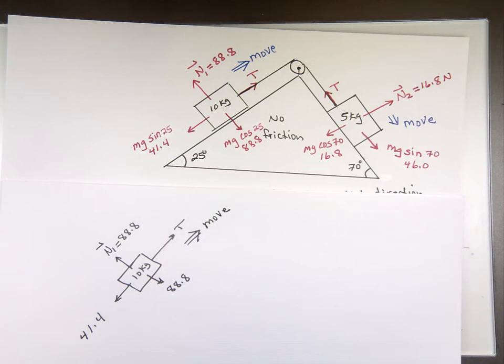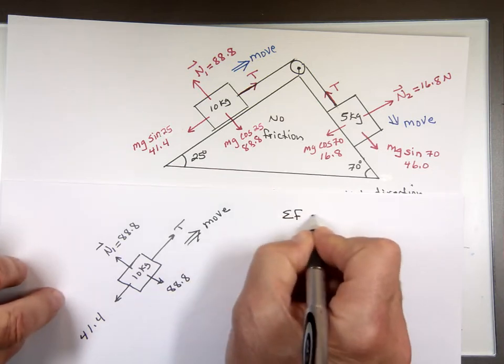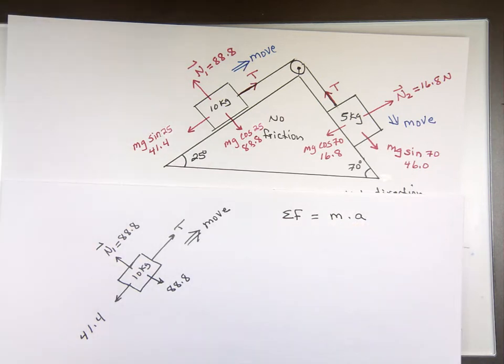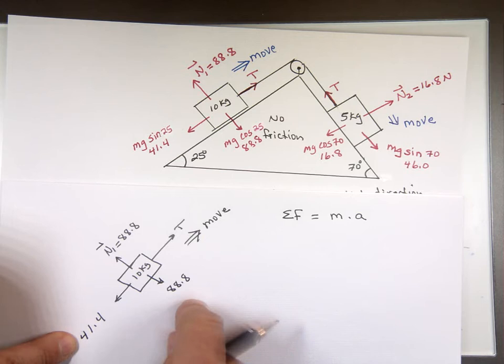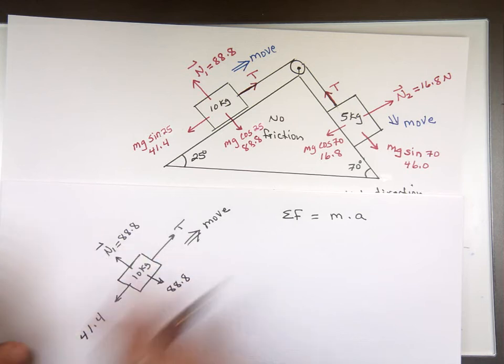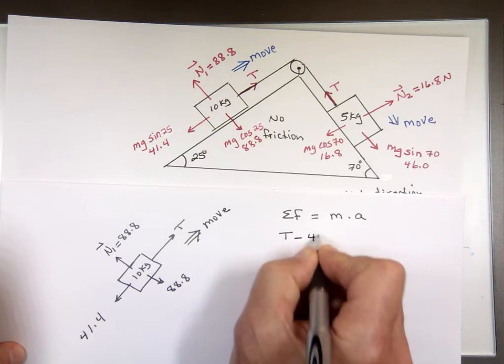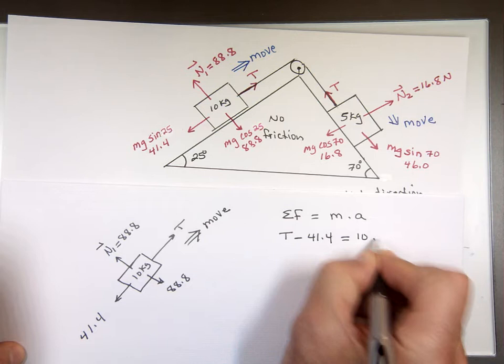Again, Newton's second law, the net force equals mass times acceleration. What's the net force? Yes, it's this minus that. Notice these two, you're not moving in that direction. They don't come anywhere in the equation, only in this direction. T minus 41.4 equals the mass, which is what? 10 times A. Again, how many unknowns do you see there?